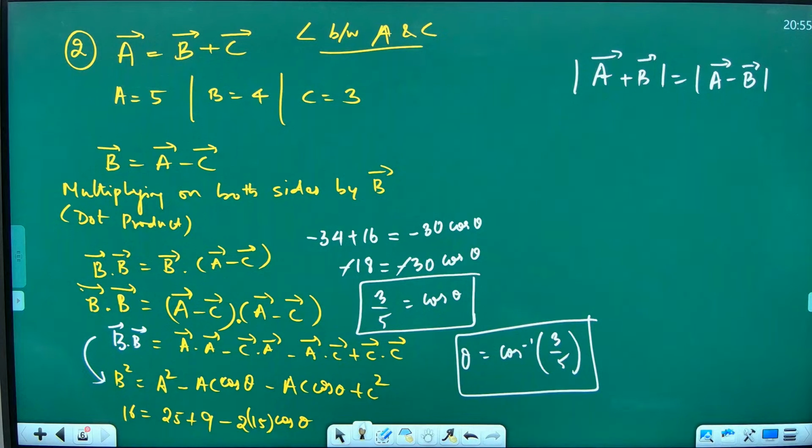90 degree, correct actually, good. The same method, isn't it? The same method. You will square both sides and solve, you will get the answer. That is A vector plus B vector dot A vector plus B vector, that side A vector minus B vector dot A vector minus B vector. Solve these two expressions, you will get the answer. Try this.